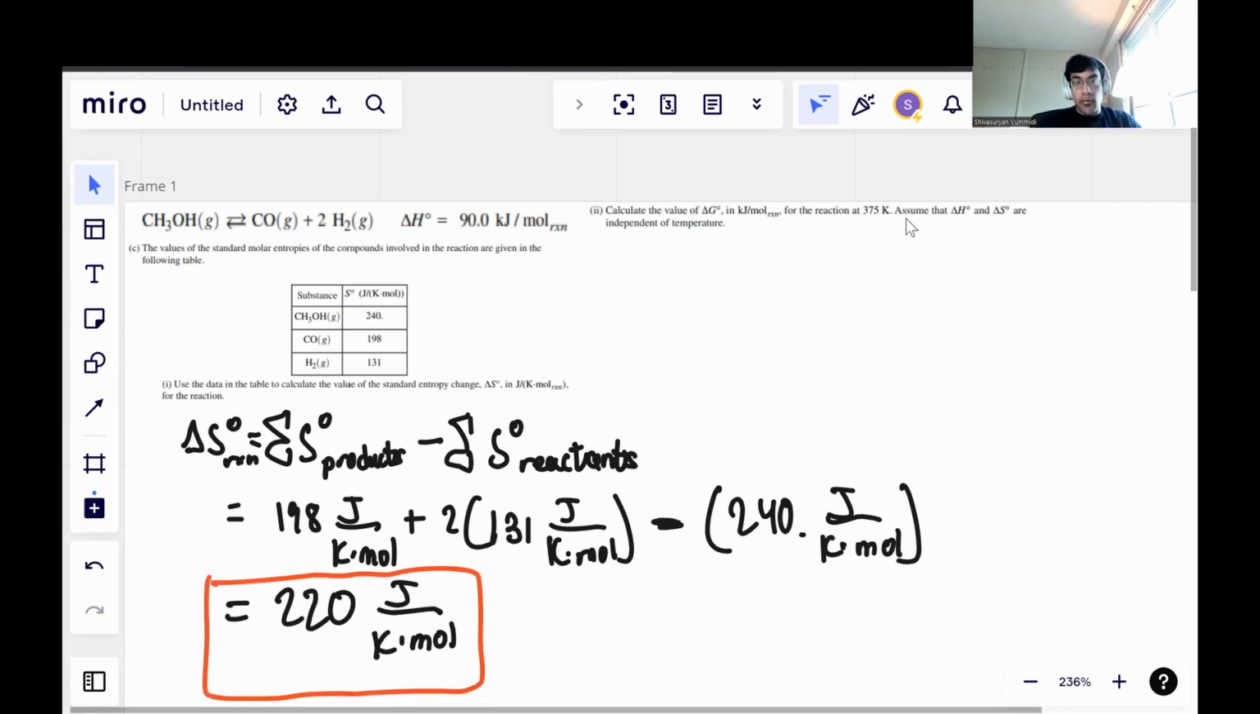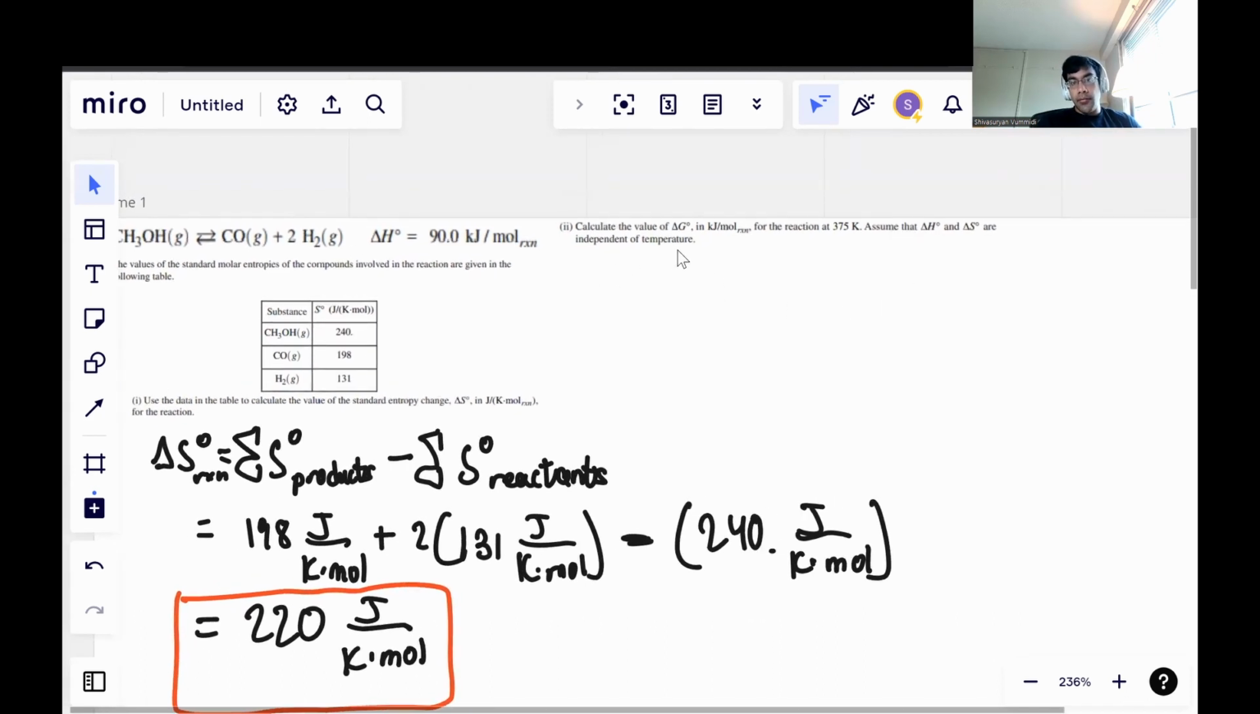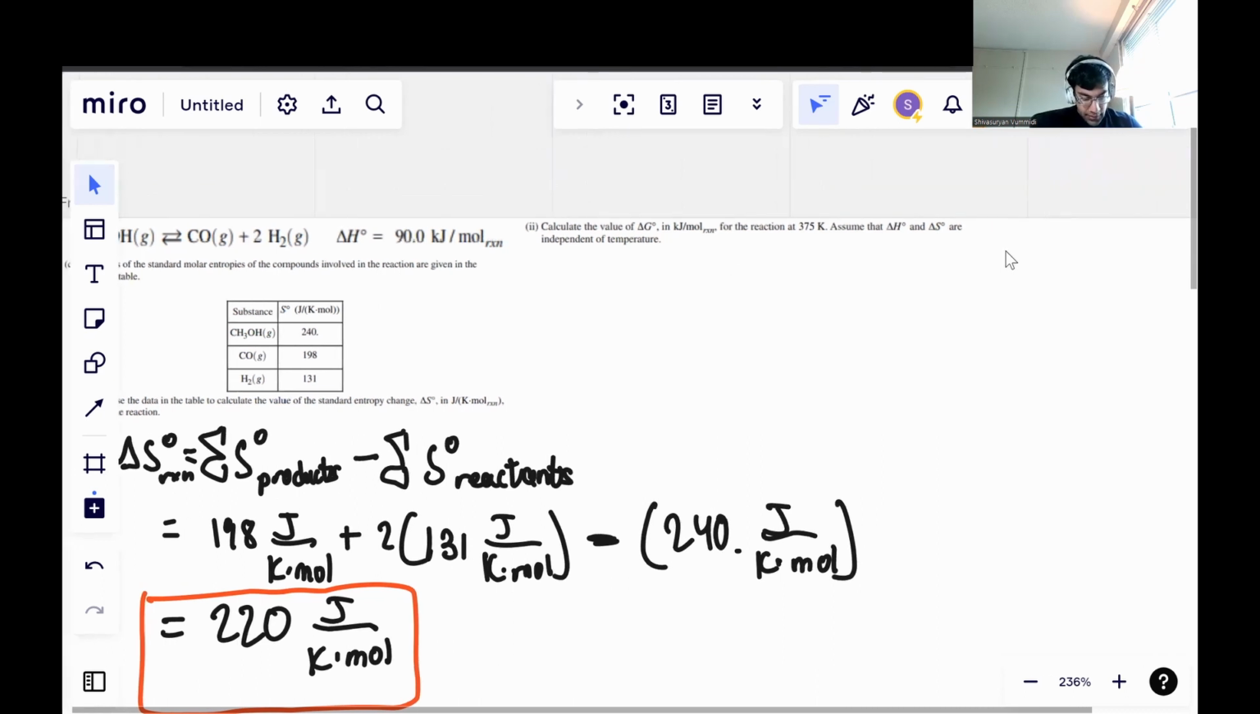If we were to then go to part 2 of question C, calculate the value of delta G in kilojoules per mole of reaction for the reaction at 375 Kelvin, assuming that delta H and delta S standard are independent of temperature, we have to understand and remember this equation. Delta G standard is equal to delta H standard minus T delta S standard. Okay, so delta G standard is just going to be the delta H, which here is our 90 kilojoules per mole.